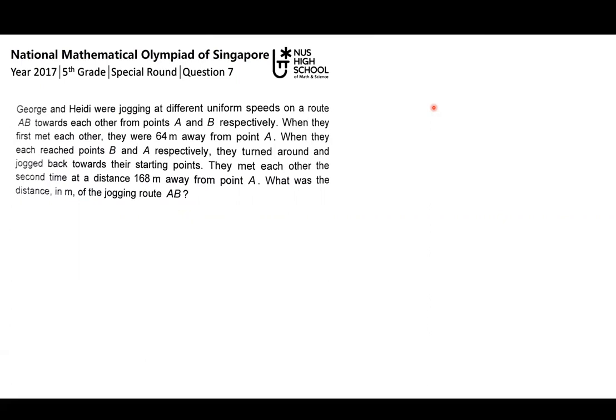George and Heidi were jogging at different uniform speeds on a route AB towards each other from points A and B respectively. When they first met each other, they were 64 meters away from point A. When they each reached points B and A respectively, they turned around and jogged back towards their starting points. They met each other the second time at a distance of 168 meters away from point A. What was the distance in meters of the jogging route AB?